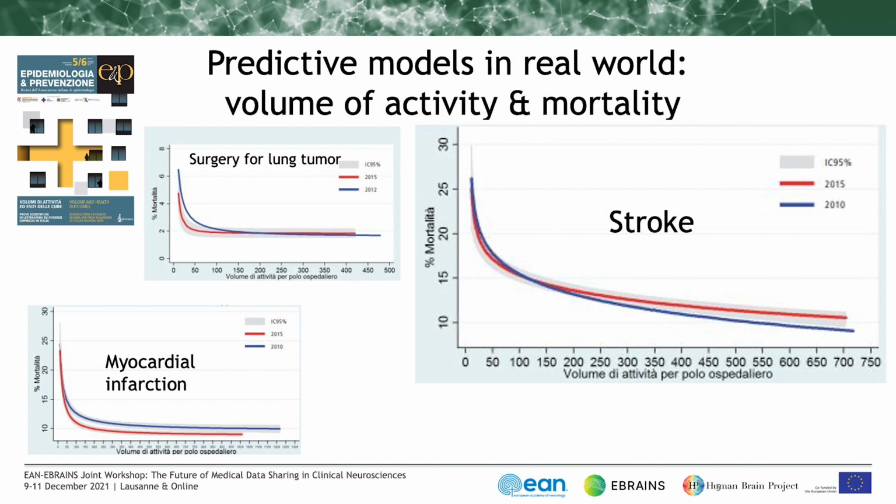This is not obvious for all diseases. On the left side here, you can see the same analysis for myocardial infarction and for lung tumors. And you see, for example, here that there is a decrease immediately, but after there is a plateau without any progression depending on the volume of activity.